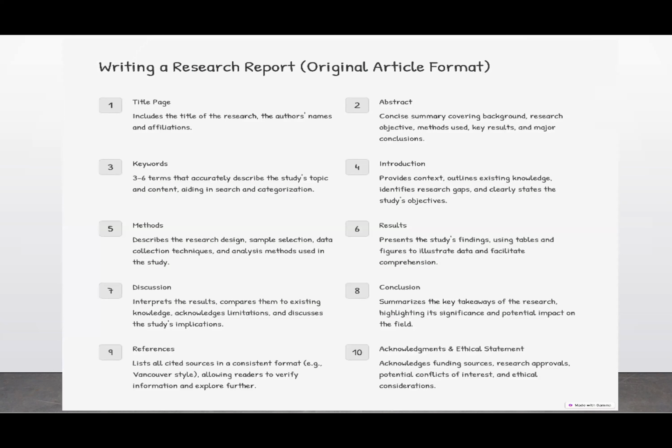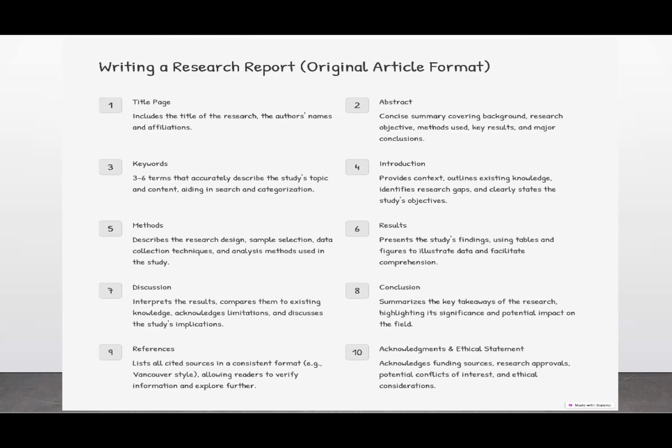Writing a research report. Original article format. This is the format for writing an original research article. First of all, the title page. The title page includes the title of the research, the author name, and affiliations. Then keywords, 3 to 6 terms that accurately describe the study topic and content, aiding in research categorization. And then methods describe the research design, sample selection, data collection technique, and analysis method used in this study.